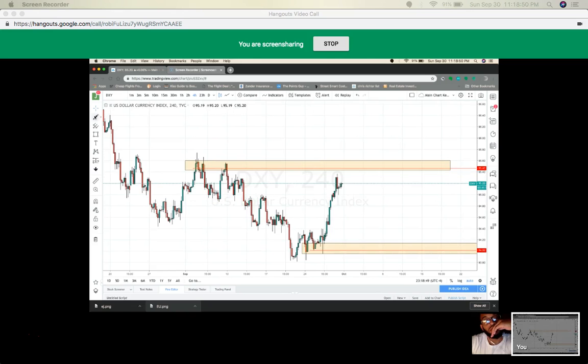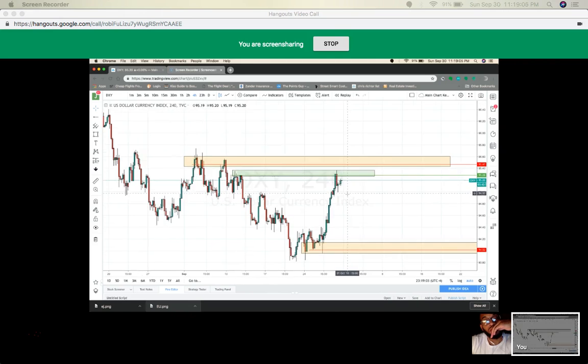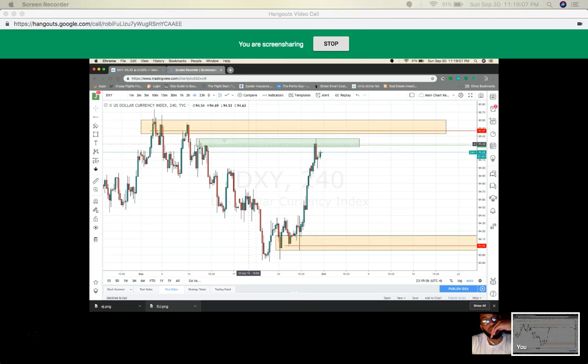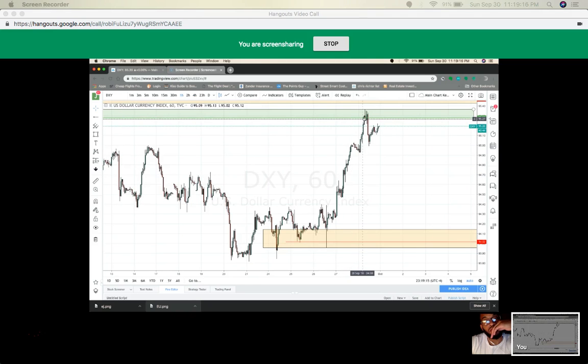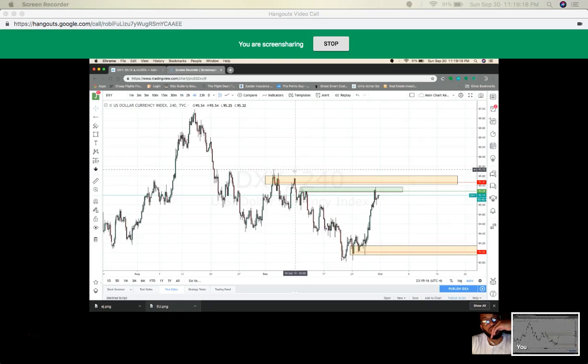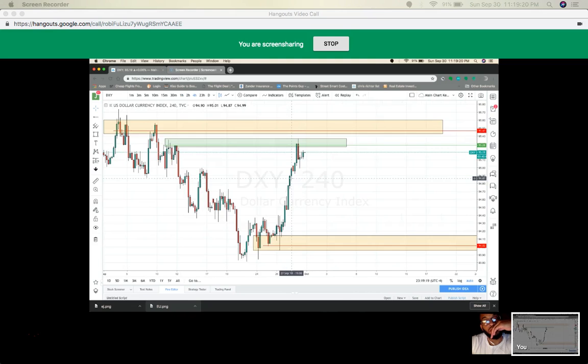That's an H4 zone right there. And as you can see, price hit it. I would have had this drawn out before this even got here, and I just would have been prepared for price to hit it and then drop. As you can see, it did.